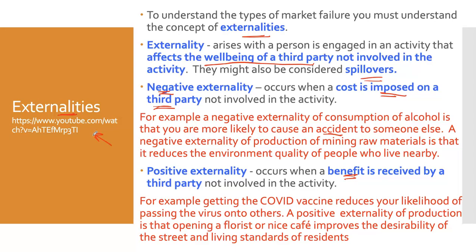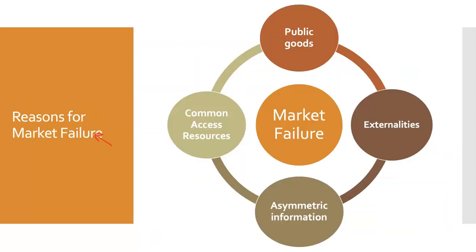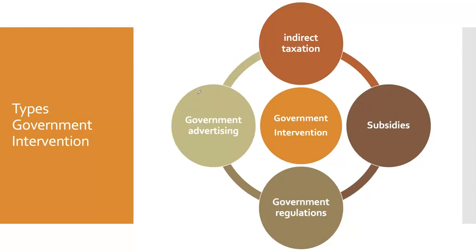But this concept is important because we're going to look at 4 reasons for market failure. Public goods, we're going to come back to externalities, asymmetric information, and common access resources. We need to understand how these result in market failures and also understand governments don't want market failures, so they will often do things to intervene into the market to fix the failure.